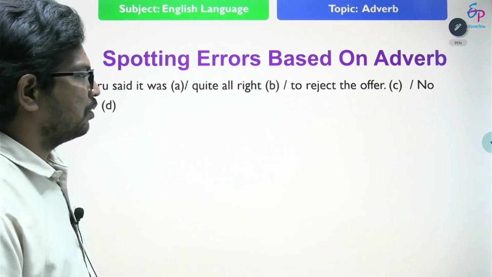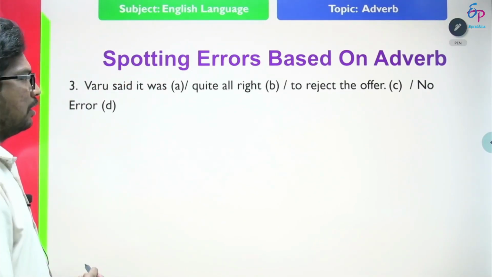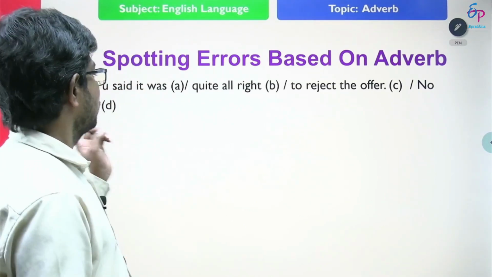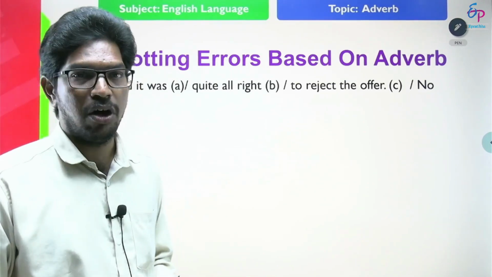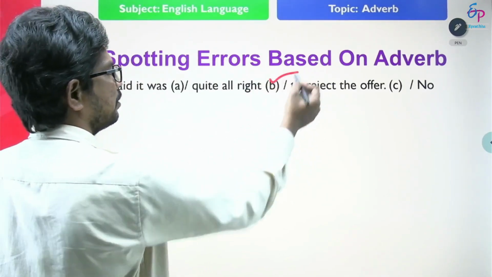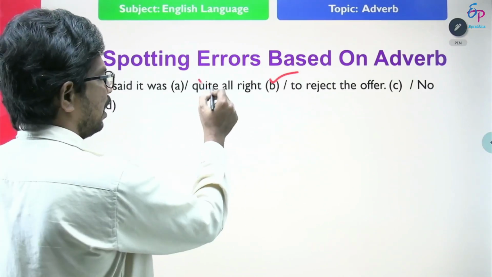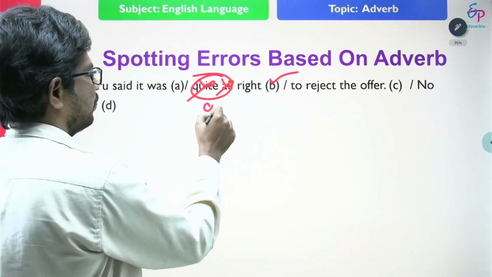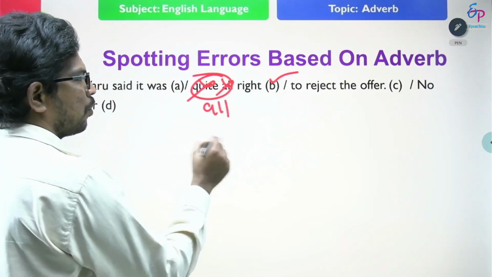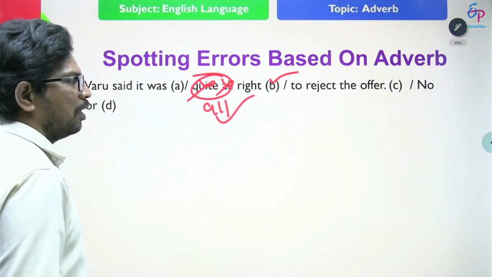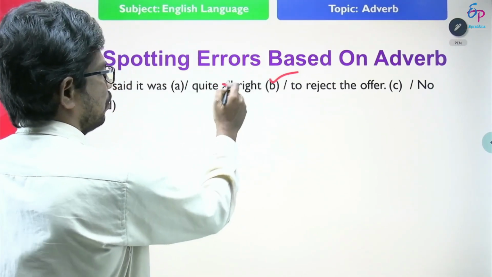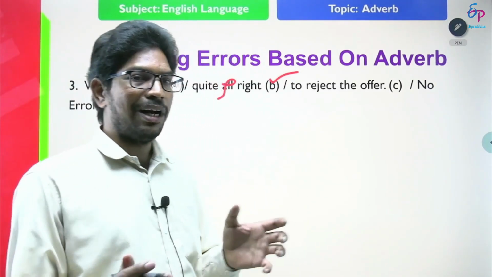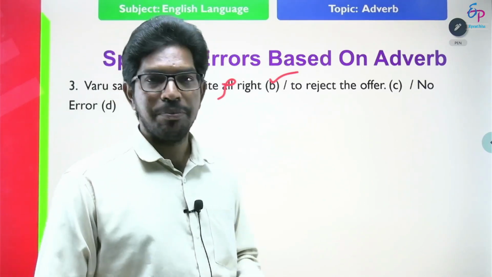See the next statement and find out the error. Vasu said it was quite alright to reject the offer. Always remember, error is at B. Quite and all cannot be used together. So what is the correct one? It was alright, or we use quite right. It was quite right to reject the offer. We do not use quite and all together in a sentence. Error is at B.